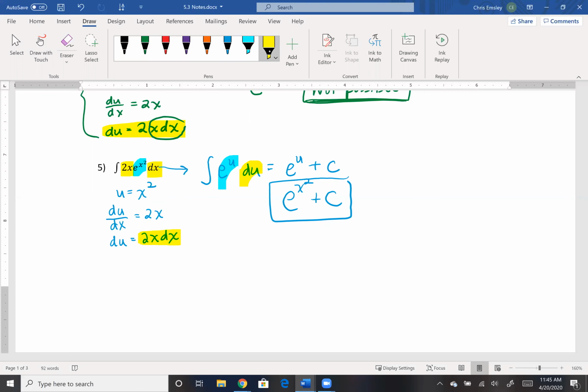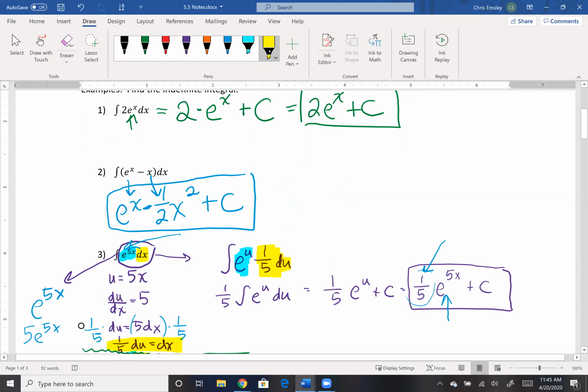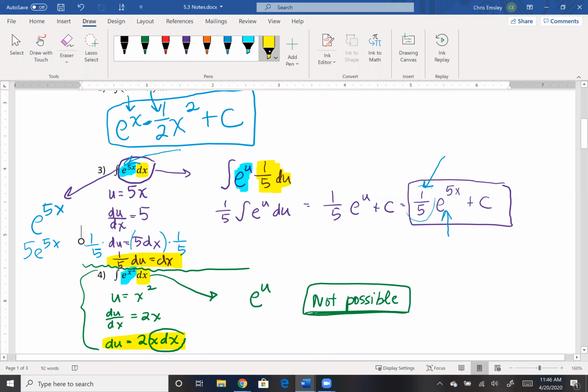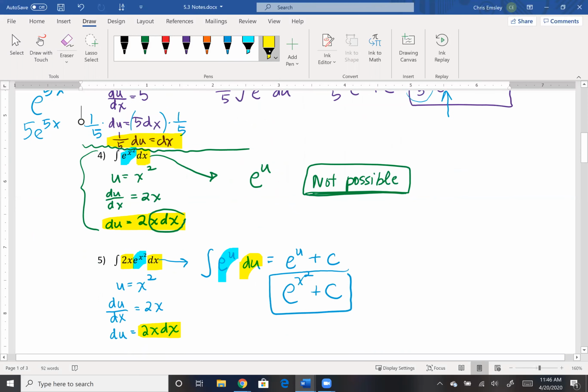Okay, so that's kind of the basics on integrals with exponentials. You can see sometimes they'll be very basic, like number 1 and number 2, and you just know that e to the x is still e to the x. Sometimes they'll involve a little bit of substitution, like number 3 and 5. Okay, so those are the 2 types of problems that come from this section.